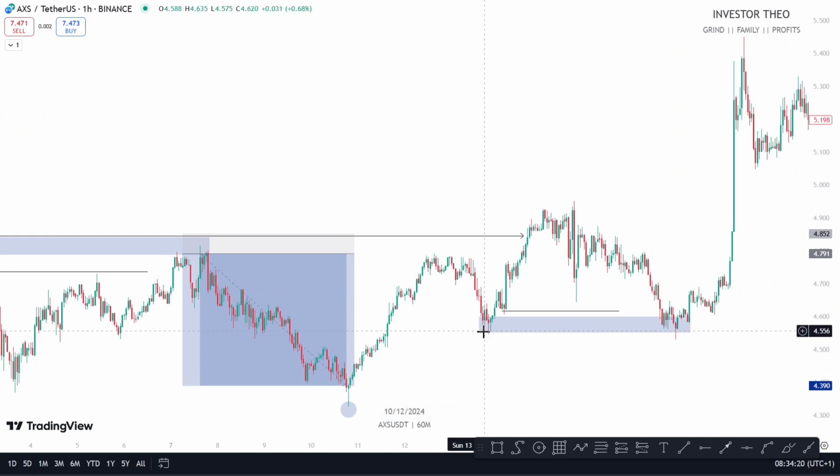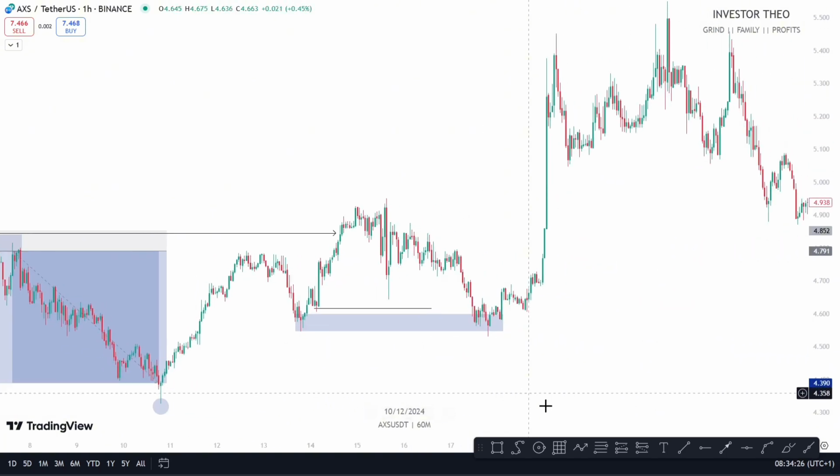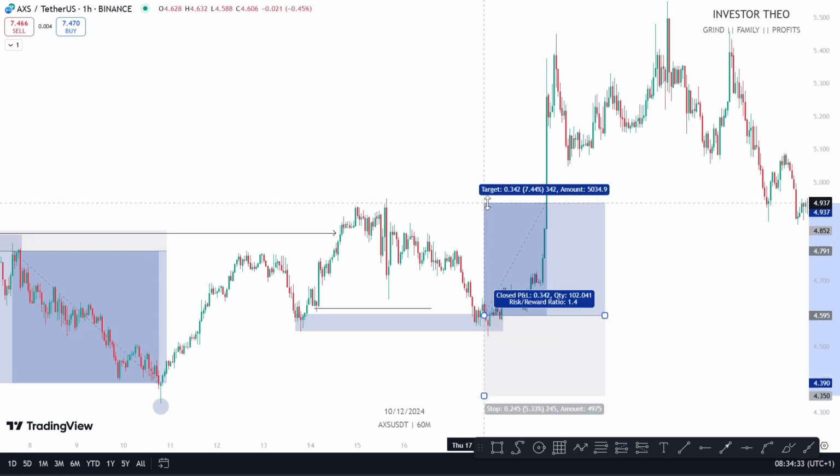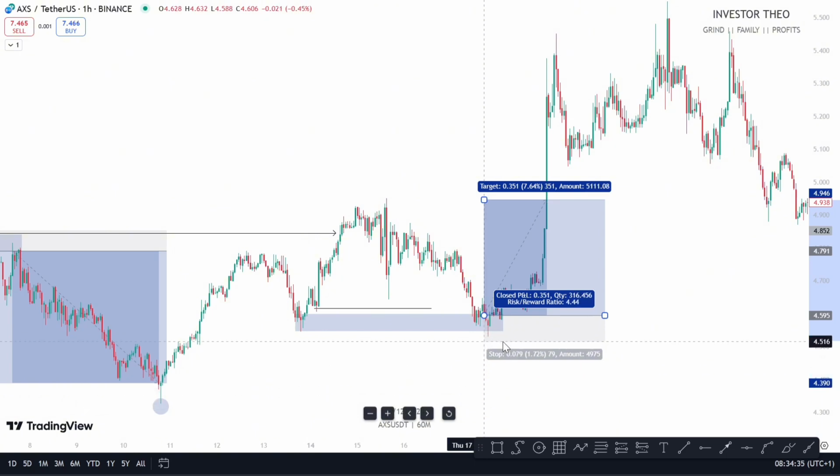So if you're trading with this model, let me adjust it to cover. If you're trading with this model directly, your buy position would have been somewhere here. Your TP would have been here. Your SL would have been directly beneath the order block.